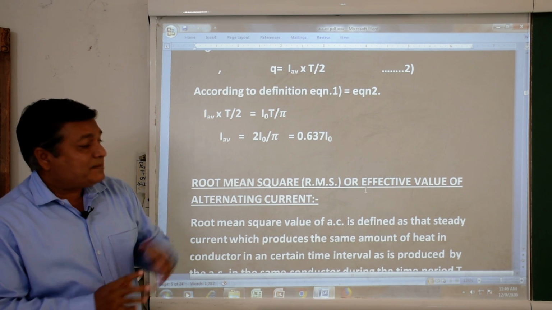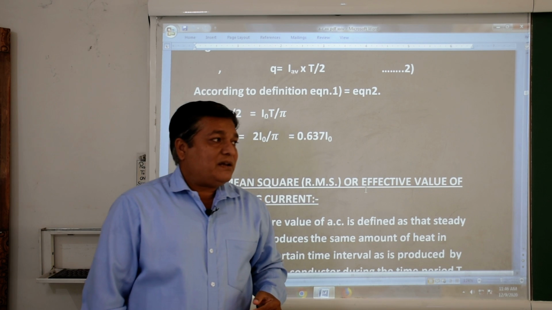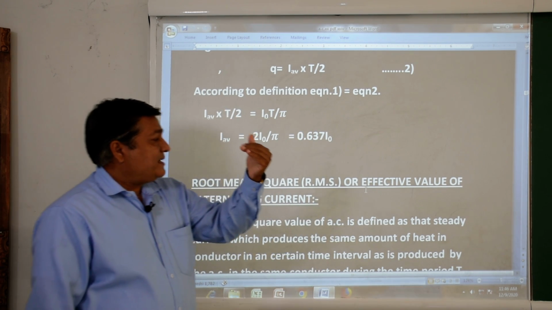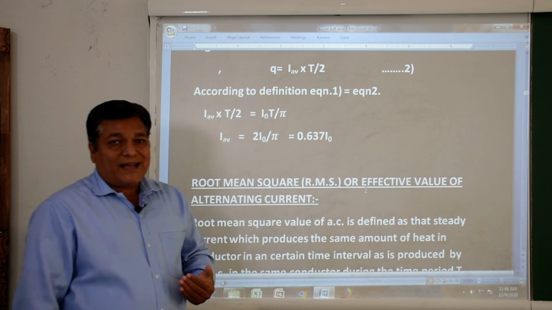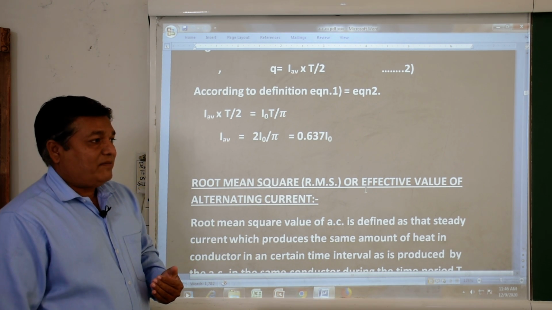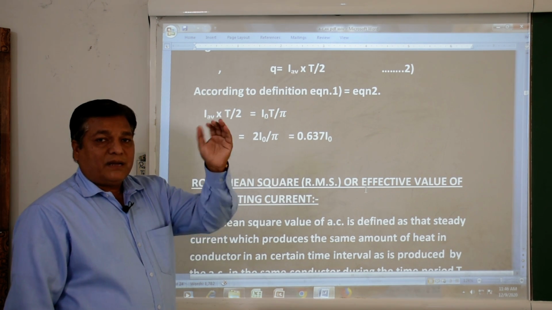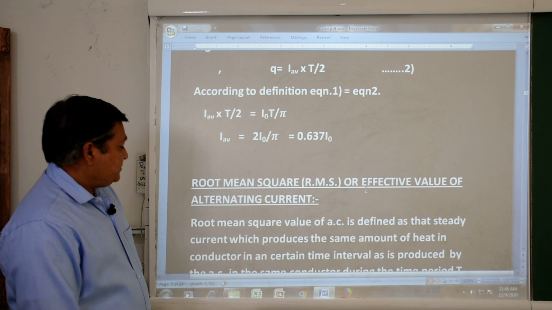But this magnitude of the average value of alternate current, one time it becomes plus 0.637 and one time it becomes minus 0.637. In one complete cycle, one time it becomes positive and one time it becomes negative.